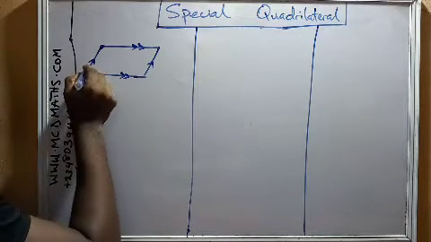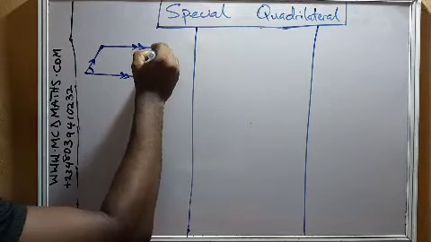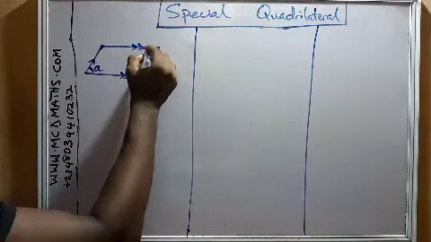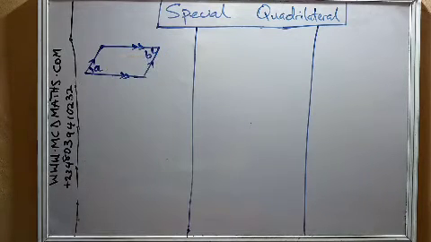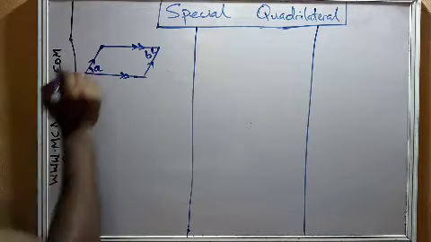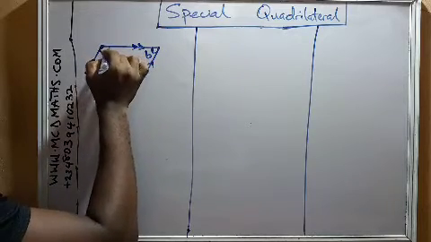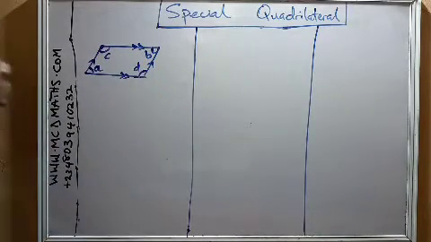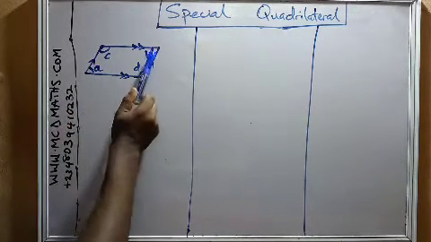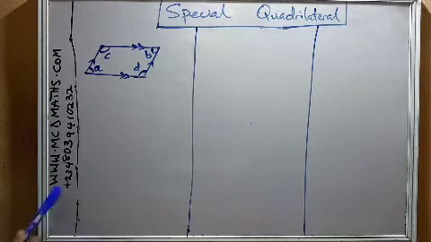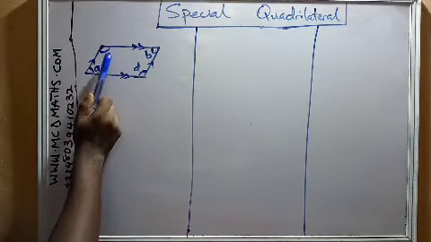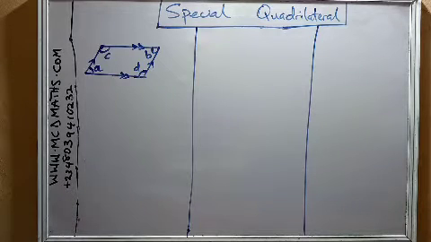Then, in addition to that, opposite angles. Angle A is equal to angle B, opposite. Then angle C is equal to angle D. So opposite angles are equal. It means if this A is 60, this one B has to be 60 in the parallelogram. And if this is 120, this has to be 120. So that's opposite angles are equal.